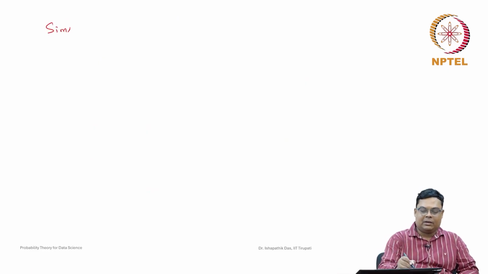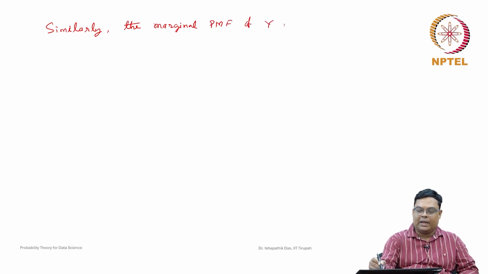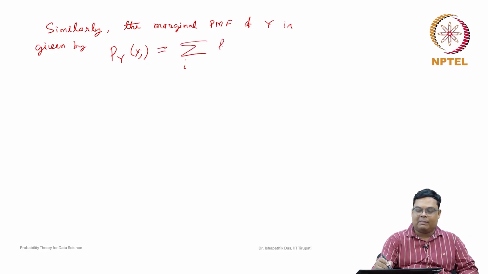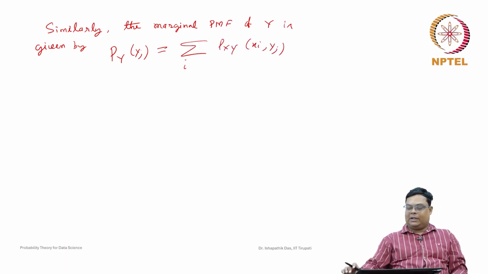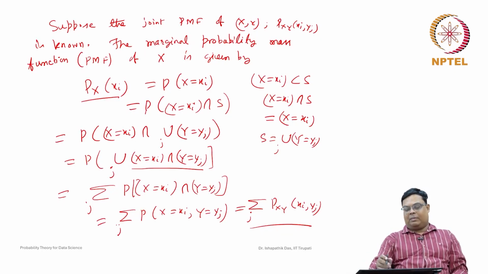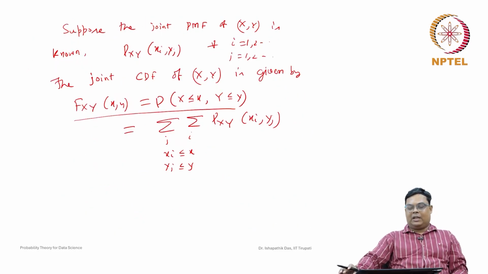Similarly, we can find the marginal probability mass function of Y, p_Y(y_j). This can be found by taking the sum over all the other variable, x_i, of p_XY(x_i, y_j). Then you will get the marginal probability mass function. It is similar to what we did here: you keep y_j fixed, and take the sum over the other values of x_i, the other component.